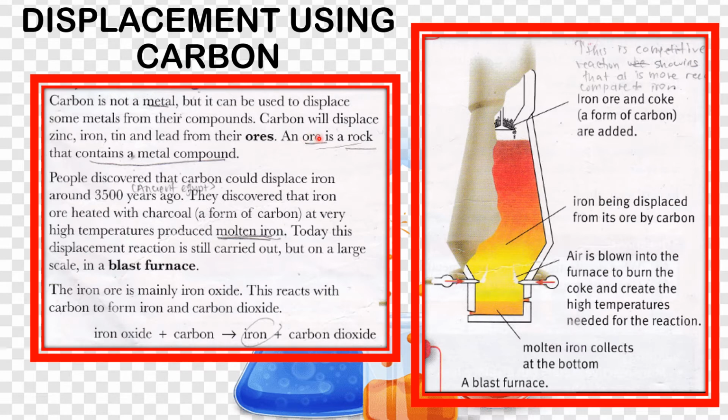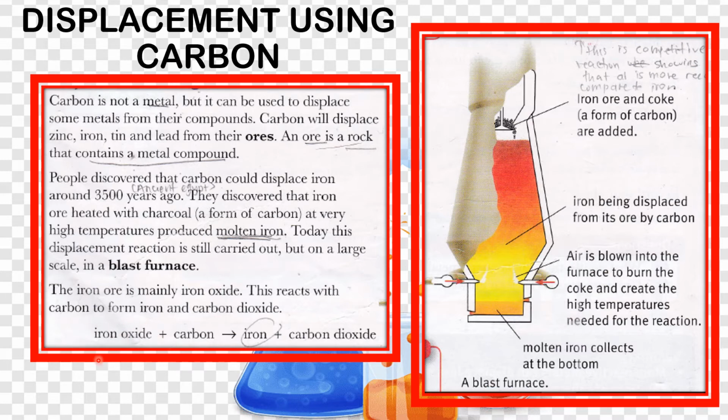An ore is a rock that contains a metal compound. People discovered that carbon could displace iron around 3,500 years ago. For example, here I wrote ancient Egypt. They discovered that iron ore heated with charcoal, a form of carbon, at very high temperatures produced molten iron. Today, this displacement reaction is still carried out on a large scale in the blast furnace. The ore is mainly iron oxide, right? This reacts with carbon to form iron and carbon dioxide.